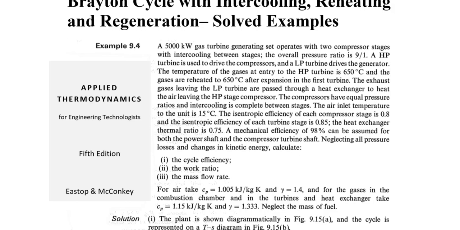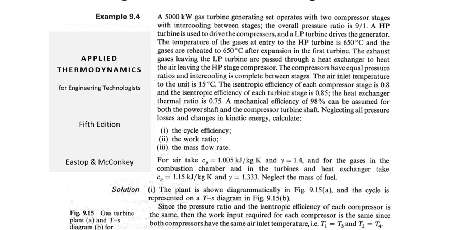by McConkey. A 5,000 kilowatt, 5 megawatt gas turbine generating set operates with two compressor stages with intercooling between the stages. The overall pressure ratio is 9:1. A high pressure turbine is used to drive the compressor and a low pressure turbine drives the generator. The temperature of the gases at entry to the high pressure turbine is 650 degrees centigrade, and the gases are reheated to 650 degrees centigrade after the expansion in the first stage of the turbine.